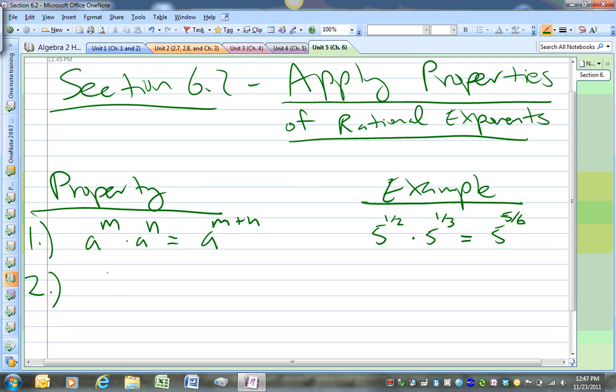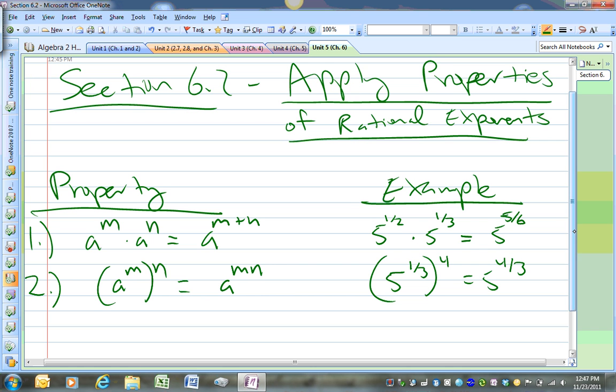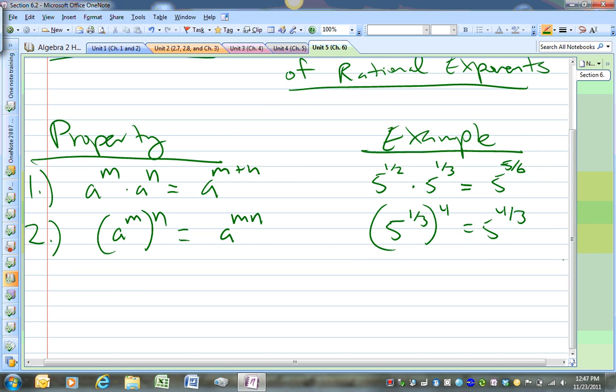If I have something like this here, you multiply the exponents. So if I had like 5 to the 1/3 raised to the 4th power, it would be 5 to the 4/3 power. So just because you have fractions as exponents doesn't mean that the same rules don't apply. So you could use the same rules.